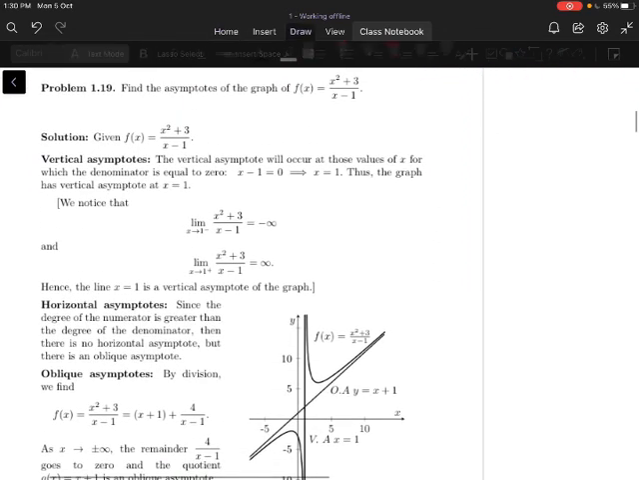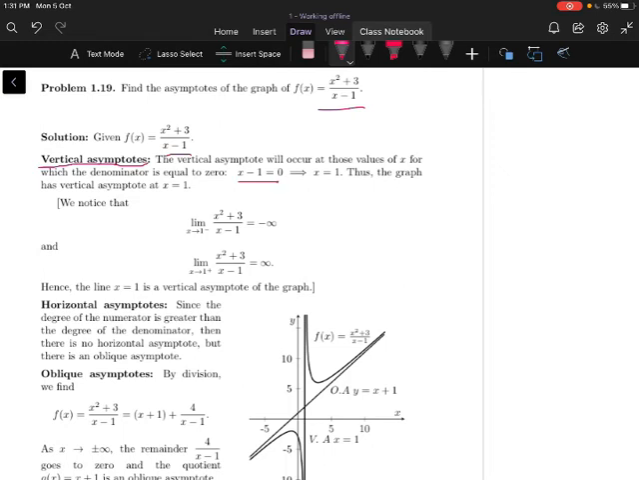Now let us move to the next problem. Find the asymptotes of the graph f(x) = (x² + 3)/(x − 1). To find the vertical asymptote, what to do here? You make the denominator 0. So x − 1 = 0 and x = 1. x = 1 is a vertical asymptote.